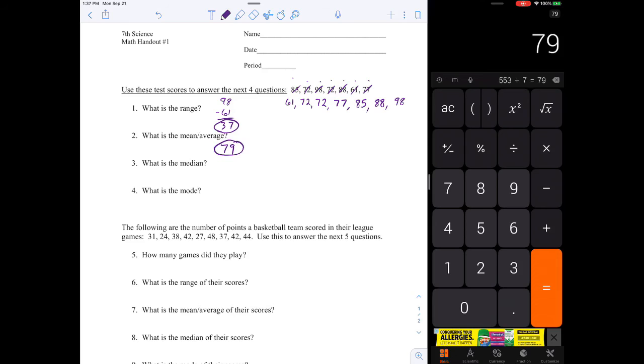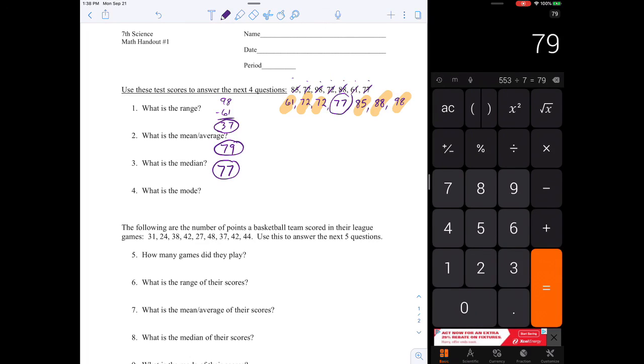Then median, the last 2 I think are super easy actually. Median, I need to find the middle one. I'm just going to start at the ends and take one off this side, one off that side. One off this side, one off that side, one off this side, one off that side. Look there. We have a median of 77.